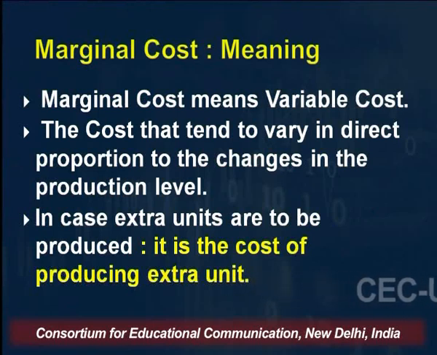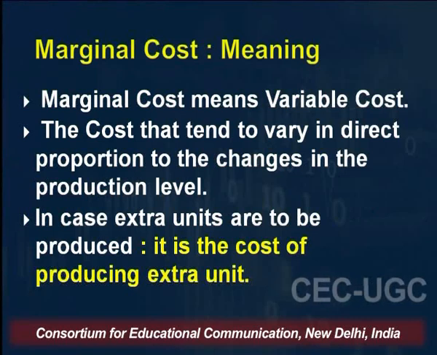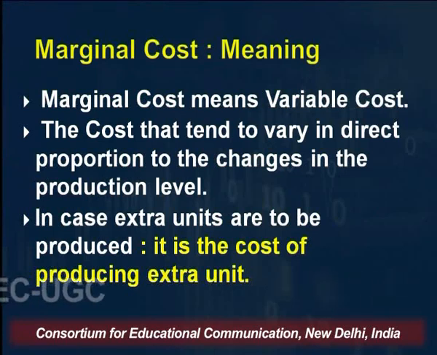So in case of extra units which are to be produced, you can say it is actually the cost of producing one extra unit, and that is called marginal cost. So if somebody in my routine class, when some students are giving answers like this, that sir, marginal cost is actually the cost of manufacturing one additional unit, they are right.